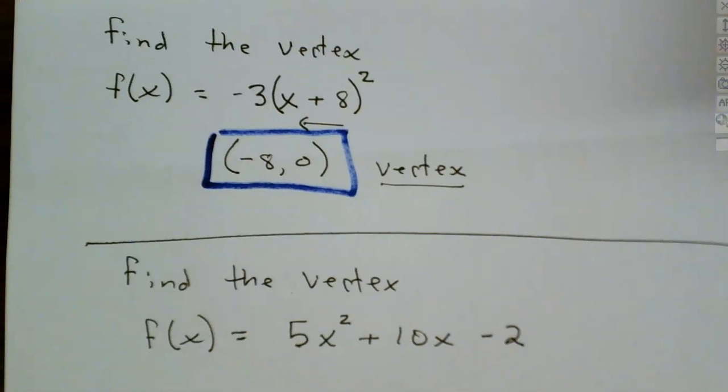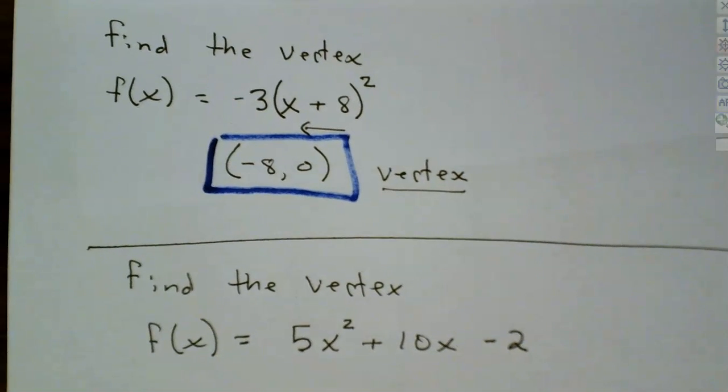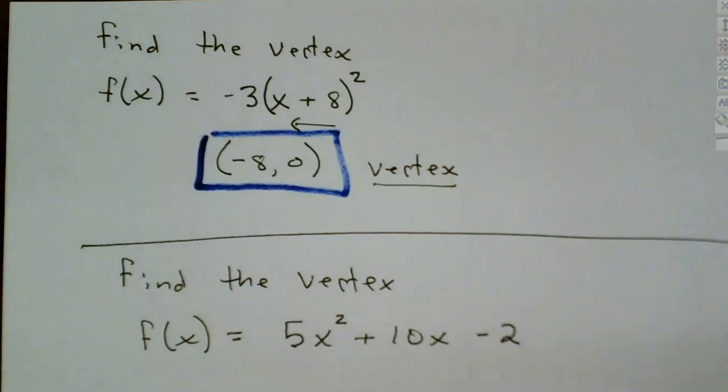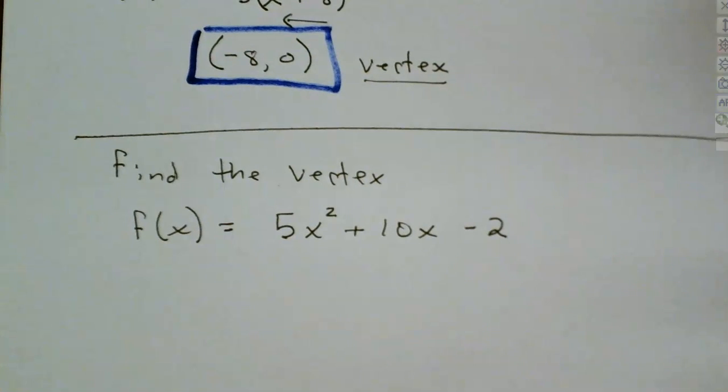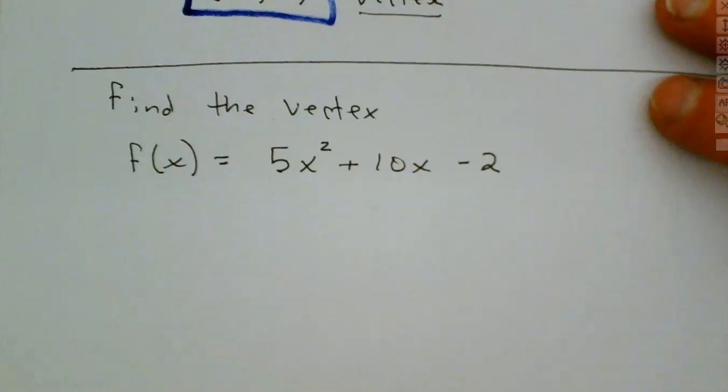So this is what I'm going to want you to find the vertex of. Now, how is this one different from the others? Well, on the others, it was all a quantity squared, or we could look at it and we could find our vertex. This one's a little bit different. Notice it's a trinomial.